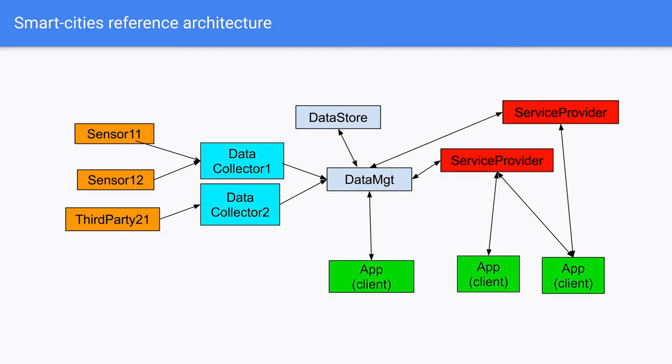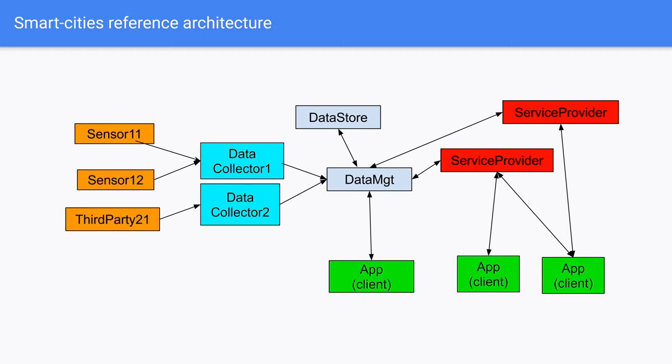Smart Cities Reference Architecture. We use a smart city system to illustrate the proposed approach. A smart city can be seen as a distributed data lake of information where multiple devices collect and store data ready to be queried by external parties. A high-level architecture for smart cities is visualized in the figure.